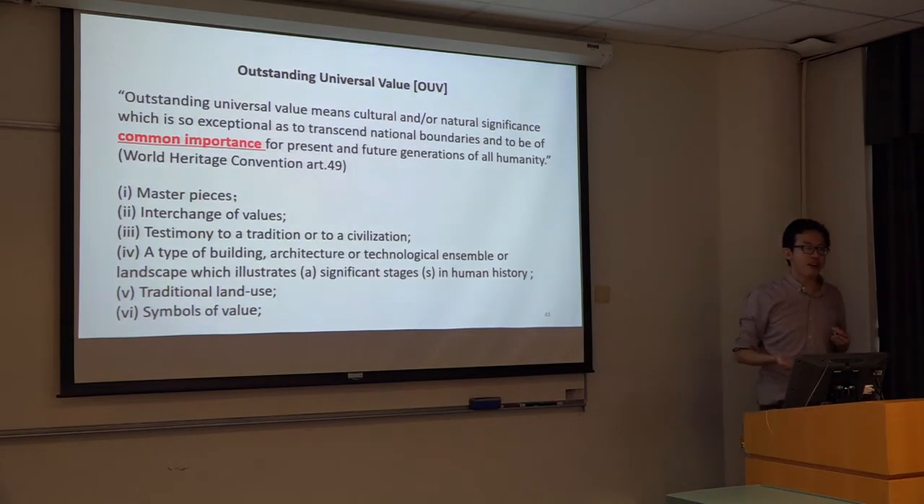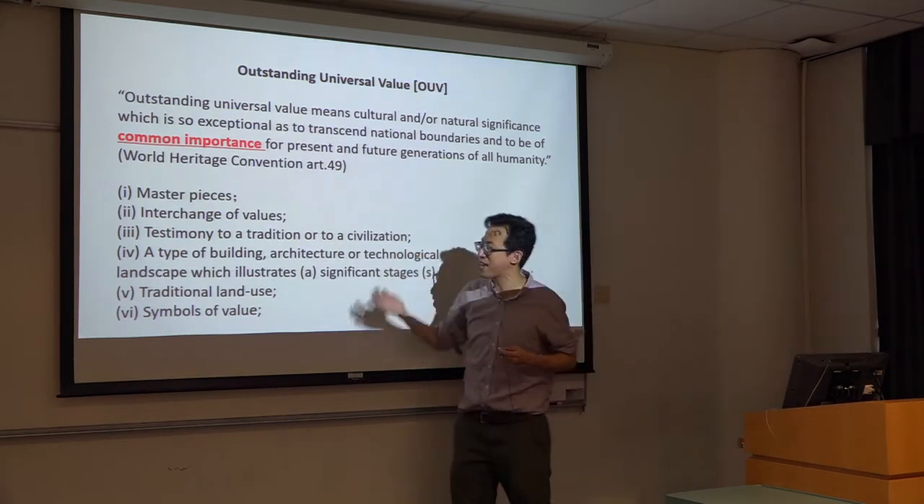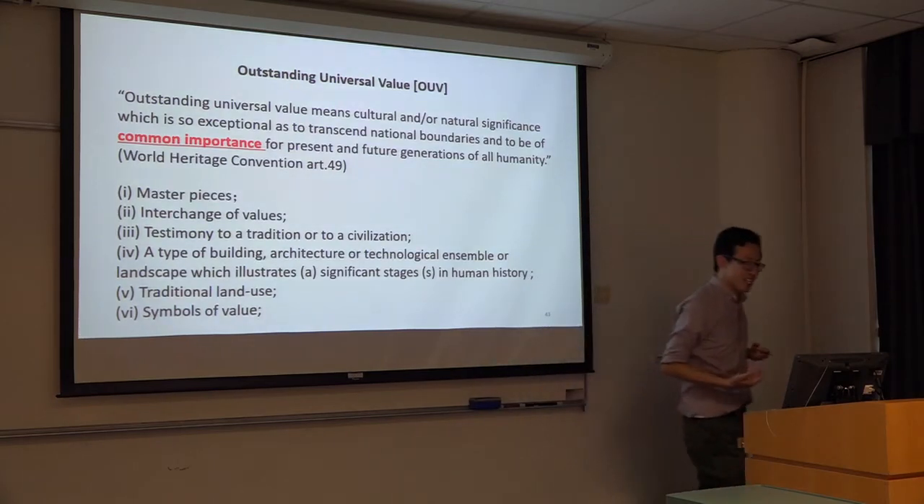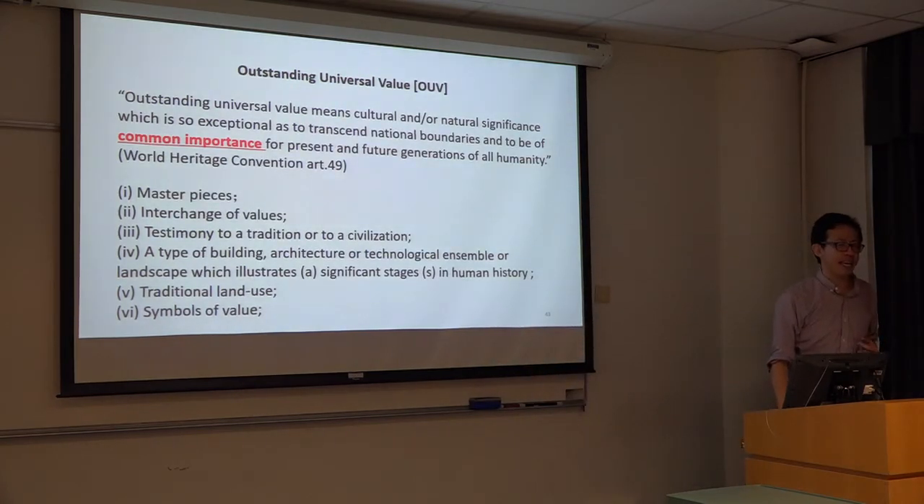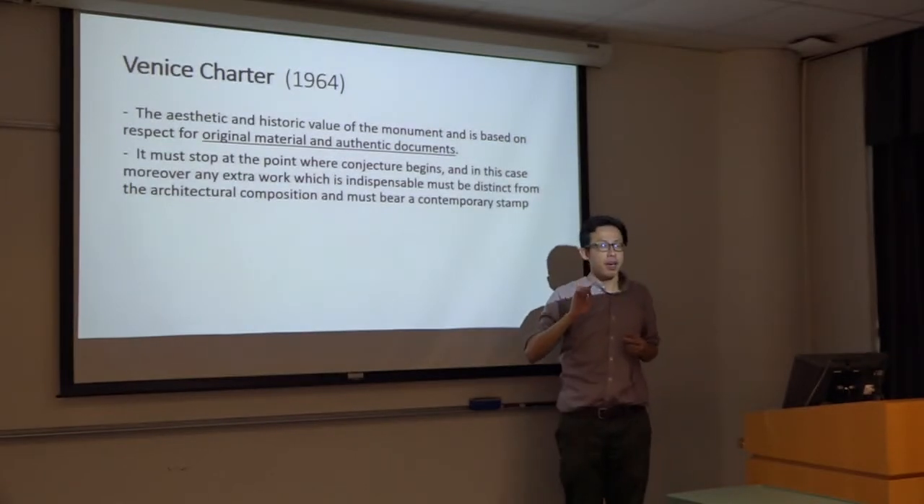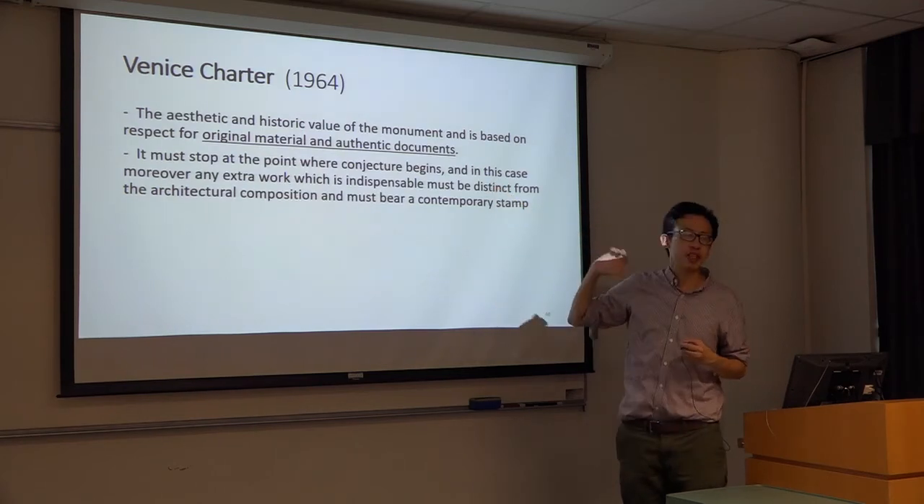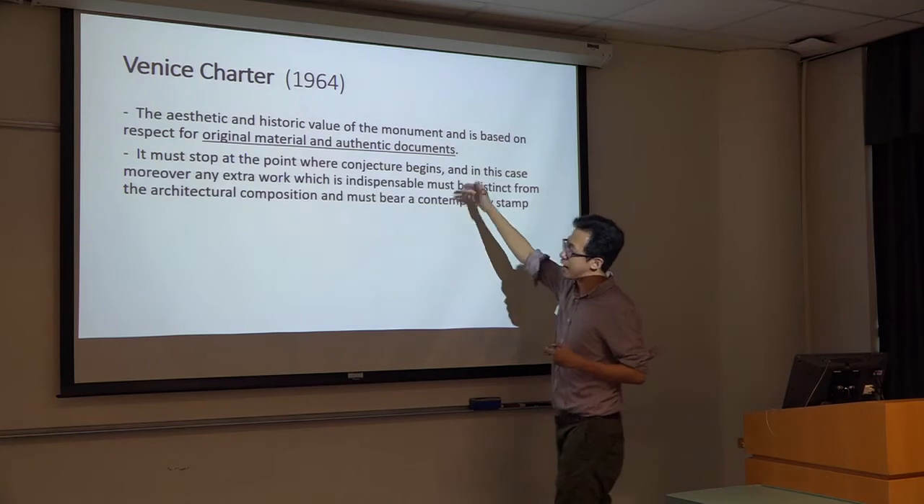So some of you might wonder, okay, these criteria look like very big terms to me. I know, yes, they are talking about significance. When we are talking about the testimony of a civilization, of course it is important, right? But how can we understand the meaning and how can we practice the OUV in reality? So remember, this concept originated from a very important document, the Venice Charter. I mentioned that before, but I'm going to go back to this here.